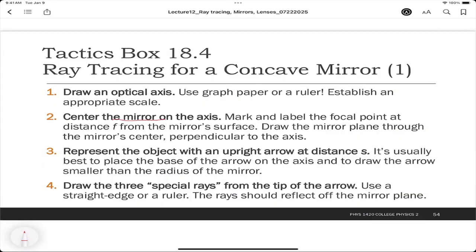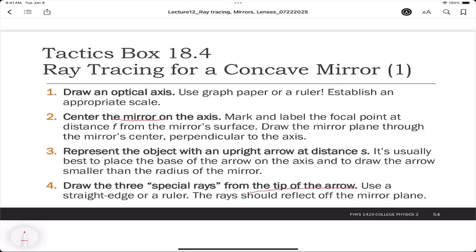Mark and label the focal point at distance f from the mirror surface. Draw the mirror plane through the mirror center, perpendicular to the axis. Step 3: represent the object with an upright arrow at distance s. It is usually best to place the base of the arrow on the axis and to draw the arrow smaller than the radius of the mirror. Step 4: draw the three special rays from the tip of the arrow. Use a straight edge or ruler. The rays should reflect off the mirror plane.